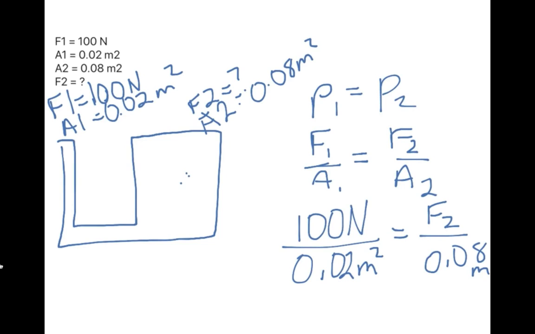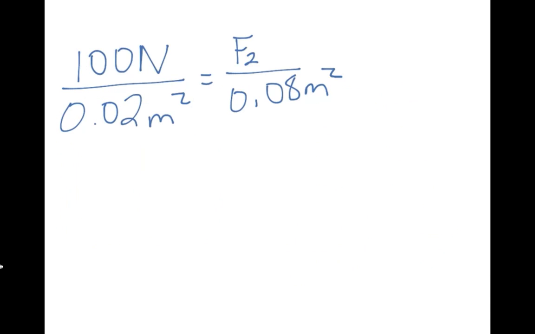So equivalent fractions. I'm just going to go to the next page to give myself some more space here. So equivalent fractions is going to ask me, how do I get from fraction 1, how do I get from here to here? And then I'm going to do the same thing here to here. So our areas are in decimal form, right? 0.02, 0.08.